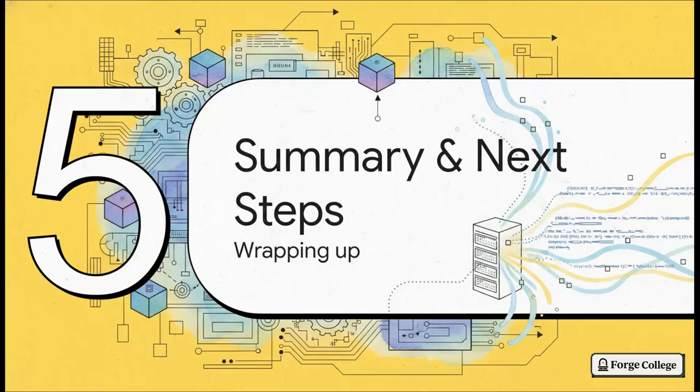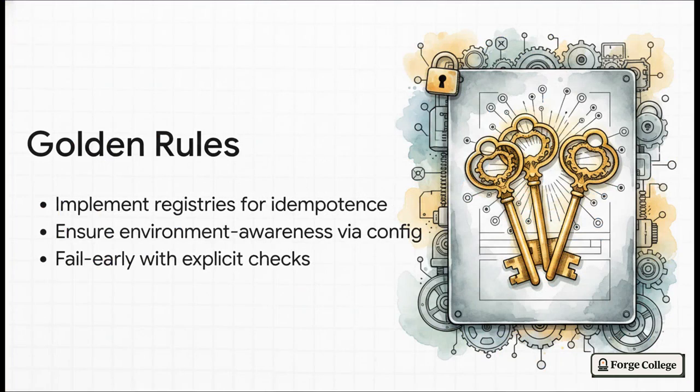All right, Section 5, Summary and Next Steps. To wrap this all up, here are your 3 golden rules of automation. Number 1, implement simple registries for idempotence. Number 2, ensure environment awareness with config files. And number 3, fail early with explicit artifact and network checks. If you follow these 3 rules, I promise your smart contract deployments will be repeatable, reliable, and fully auditable.